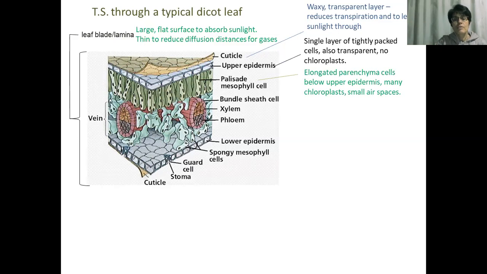So the palisade parenchyma cells, the elongated cells below the upper epidermis with many chloroplasts and smaller air spaces between them. Then you've got the bundle sheath that surrounds the vein and makes it nice and strong so the veins can hold the leaf flat, because in fact, the flatter the leaf blade or lamina is, the more sunlight it can receive. So plants which grow in bright sunlight don't have leaves that are as big as plants that grow in the shade.